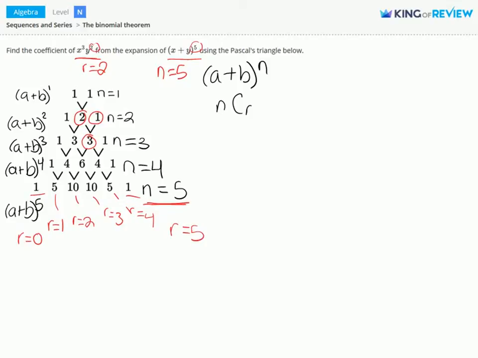So we're dealing with n equals 5, so the fifth row here, and r is equal to 2. That's this value here. So we know that the coefficient of the x third y second term is 10. And that's our final answer.